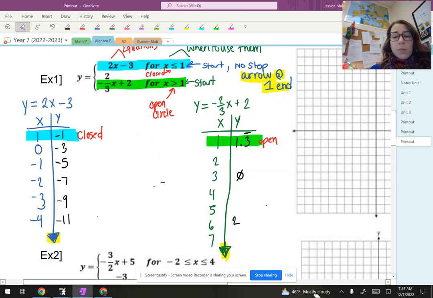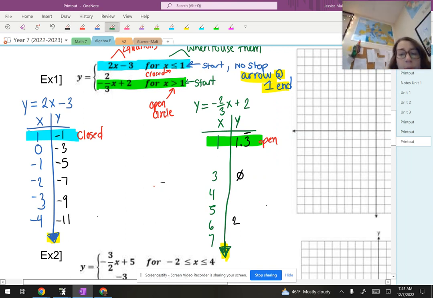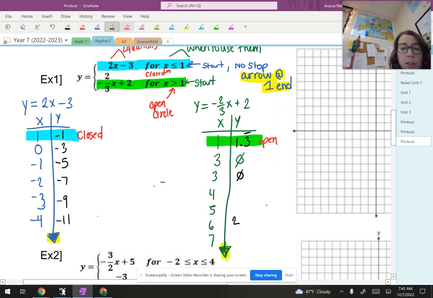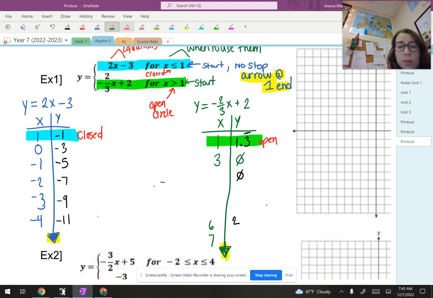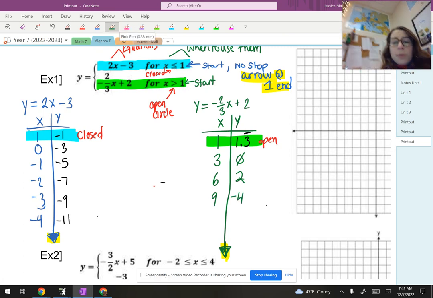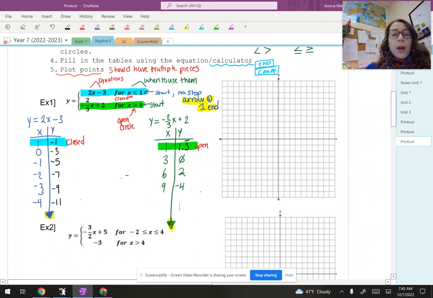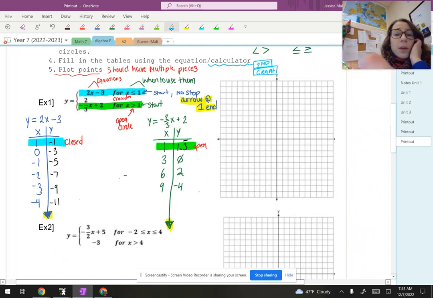I'm just going to clean this up a little bit. 3, 0, 6, 2, and 9, -4. Boom. Okay, so now I'm going to plot some pieces here. All right, blue equation first. Here we go.